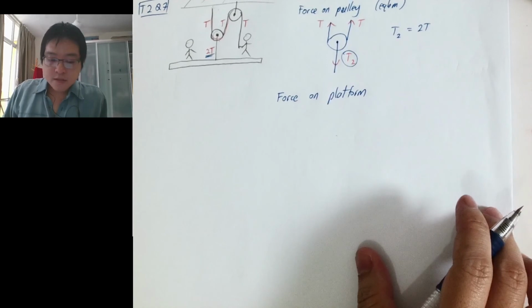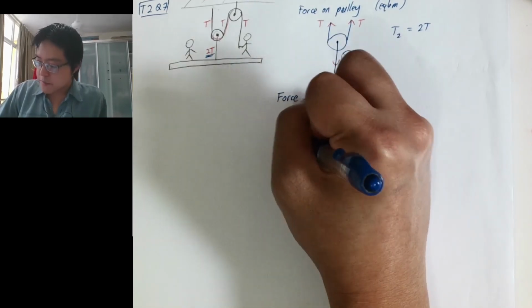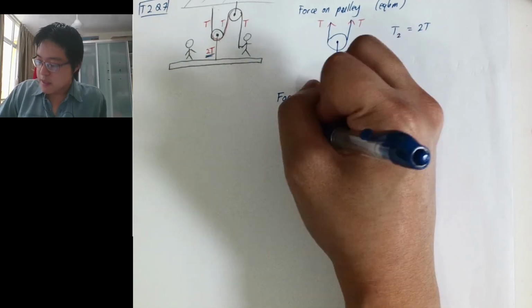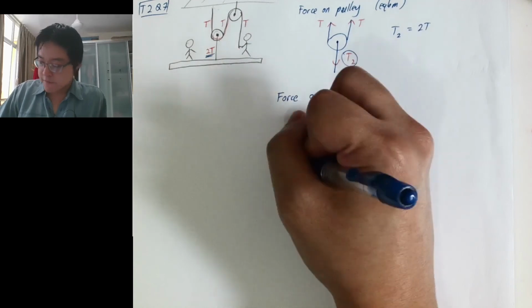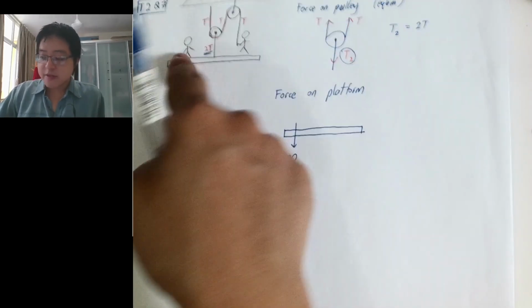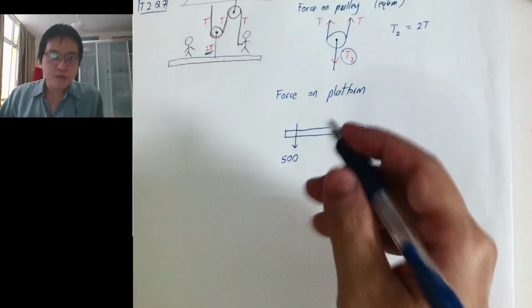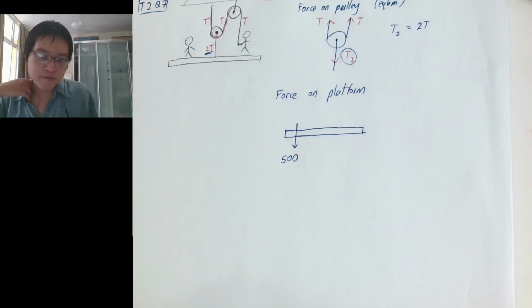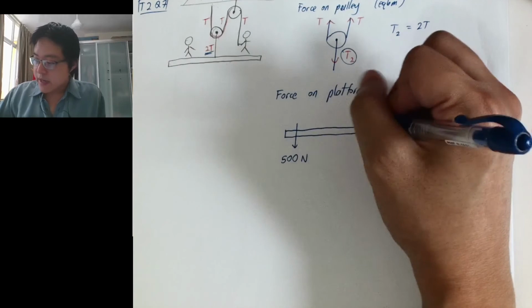For the force acting on the platform, let's draw what is happening to the platform. I have Tommy standing on this part. Tommy's weight is 500 newtons, so for the case of Tommy, the normal force is equal to his weight. So Tommy is exerting a downward normal force of 500 newtons here. Do you follow? Right?